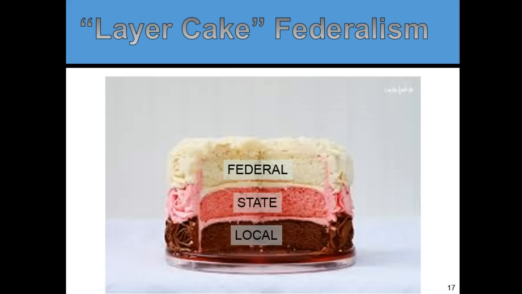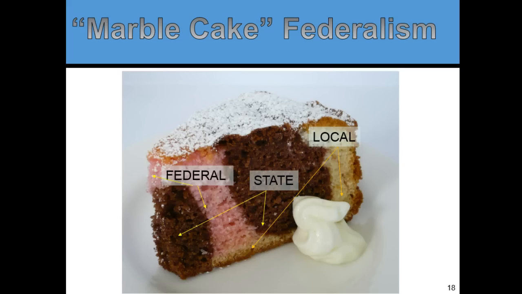So here's a rather attractive example of the layer cake model of federalism, where you have the powers of the federal government, the state government, and the local government distinctly separated. And so you can see that these layers do not overlap. Whereas in the marble cake example, we mix them together so that we have the federal, the state, and the local.